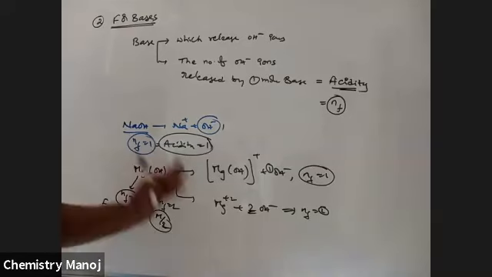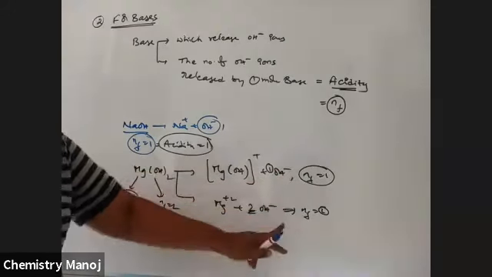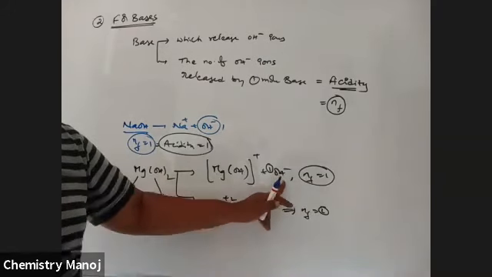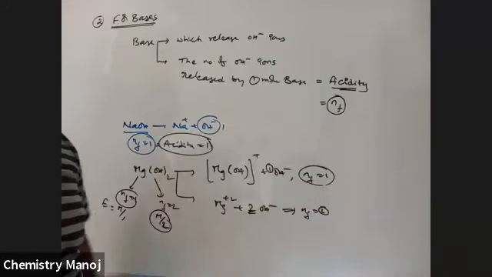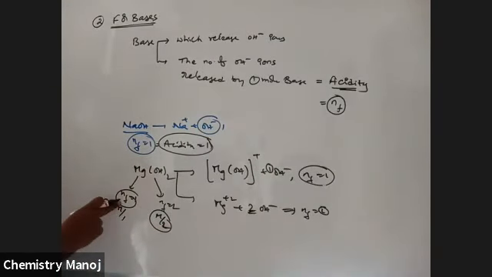For bases, n factor is equal to the number of replaceable OH minus ions. Here only 1 OH is replaced, here 2 OHs are replaced. Therefore, it is n factor 1, n factor 2. In this case, the equivalent weight of Mg(OH)2 is molecular weight by 1. Here, Mg(OH)2 is molecular weight by 2. Next.